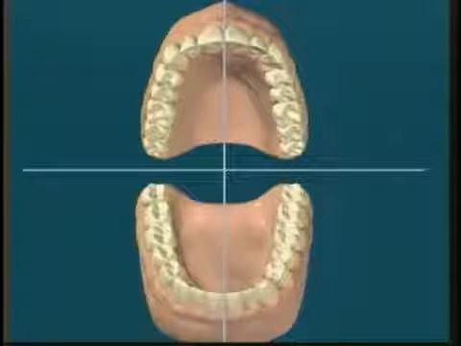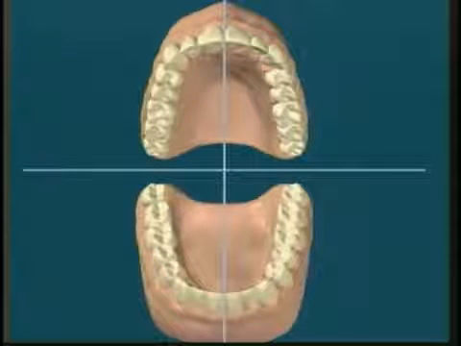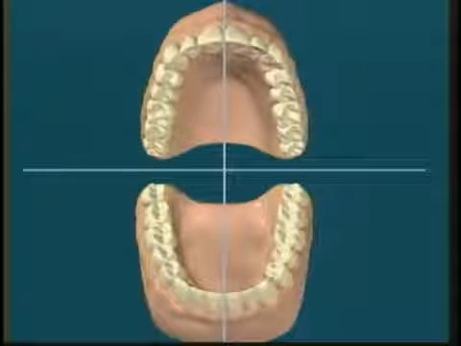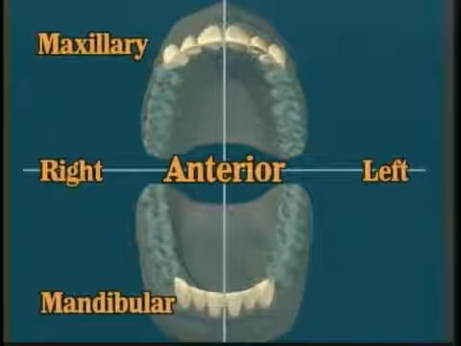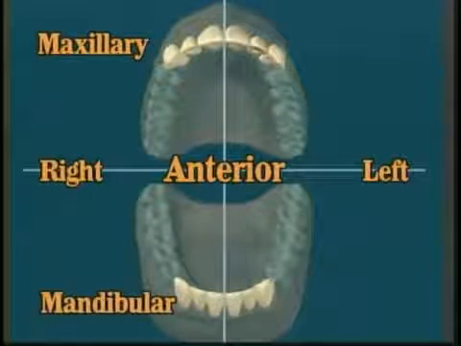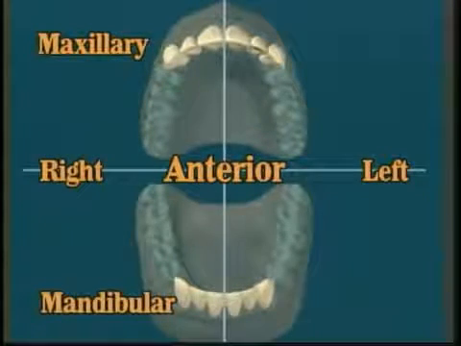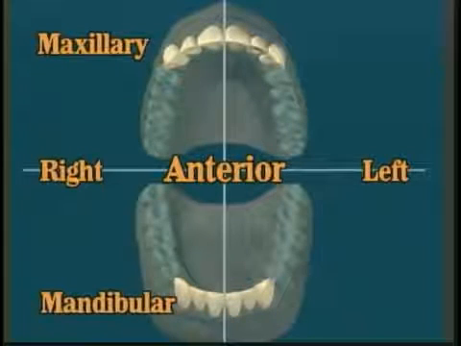Let's look at the types of permanent or adult teeth. There are 4 types of permanent, adult, or secondary teeth. The anterior teeth are made up of incisors and canines or cuspids. These usually have only one root.